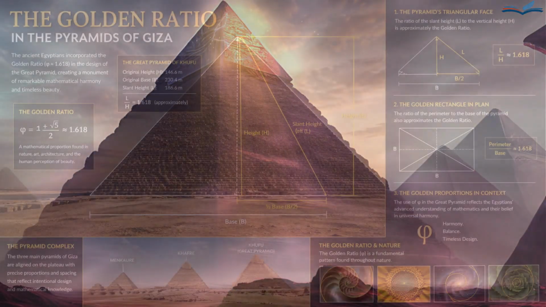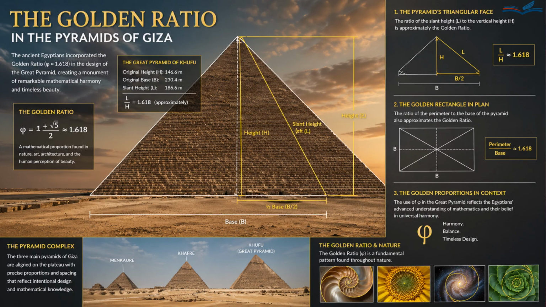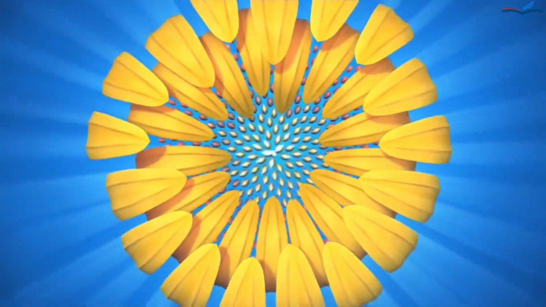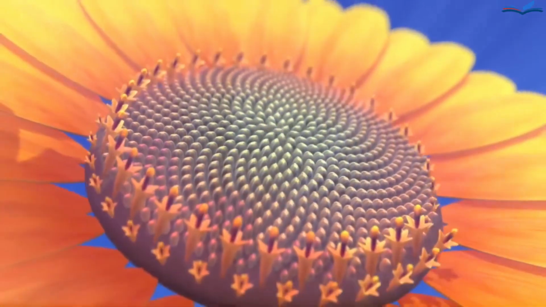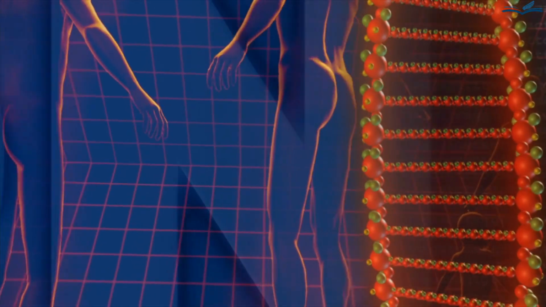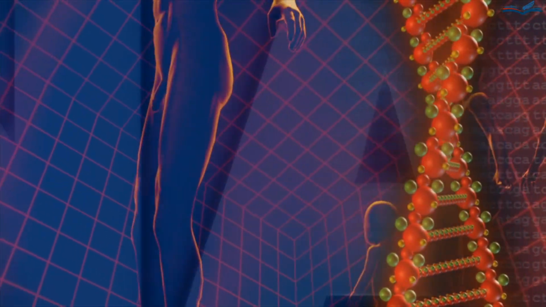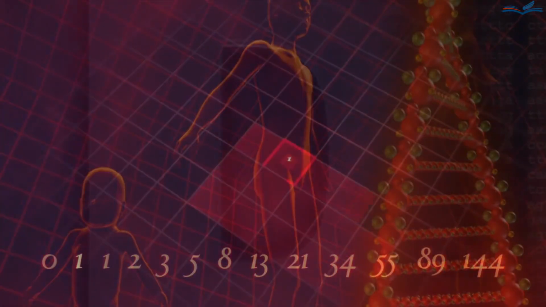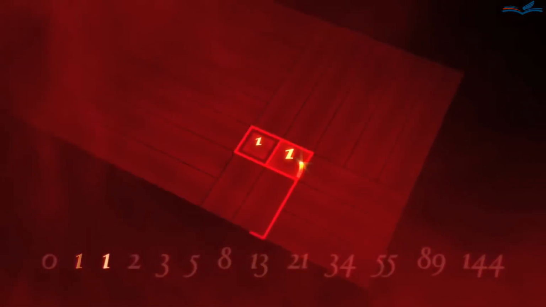The golden ratio and the Fibonacci sequence appear in places both vast and microscopic. They can be seen in the spiral arms of galaxies, the arrangement of leaves on a stem, the patterns of seeds in a sunflower, and even in the structure of DNA. Across such an extraordinary range of scales, this recurring pattern feels almost uncanny.